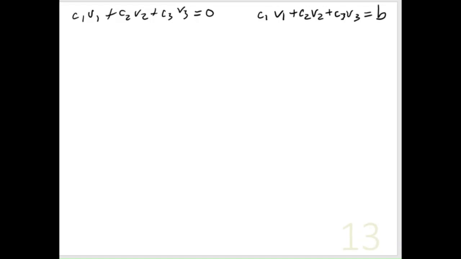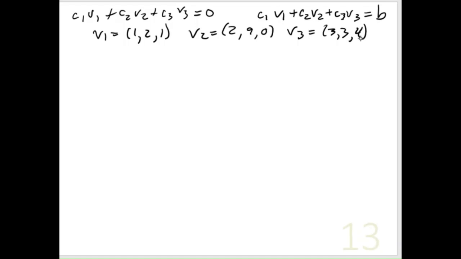So we can go ahead and express these as our linear systems here. Using the information about our vectors, we have v1 again equals (1, 2, 1), v2 equals (2, 9, 0), and v3 equals (3, 3, 4). So we can do both of these systems at the same time. They're just going to equal something a little different.